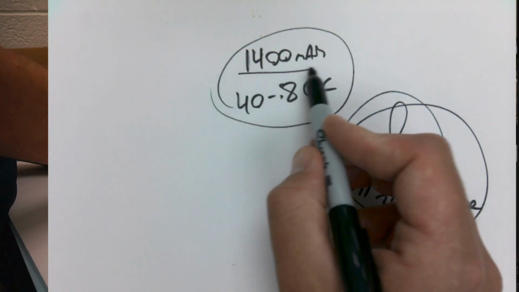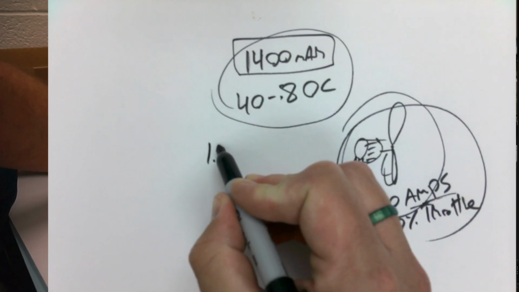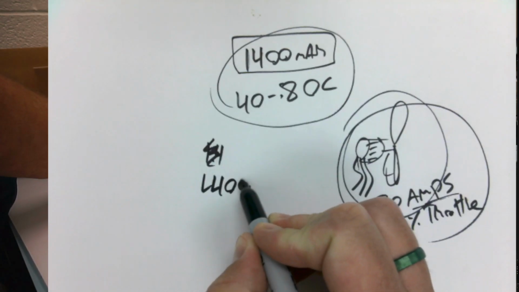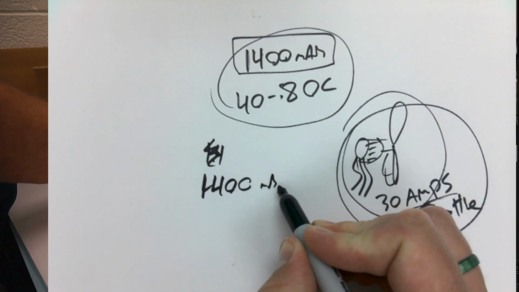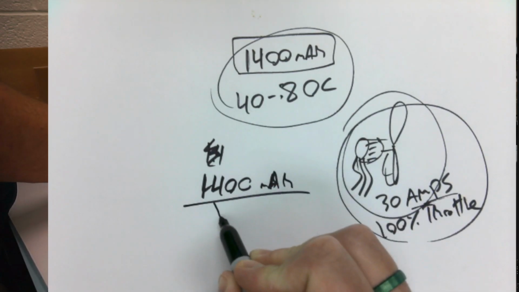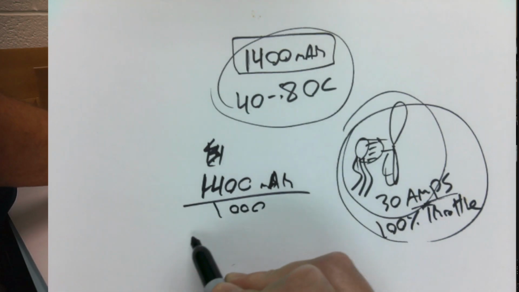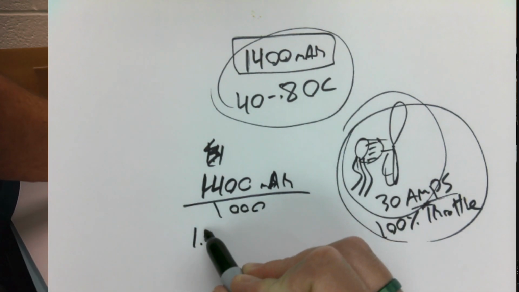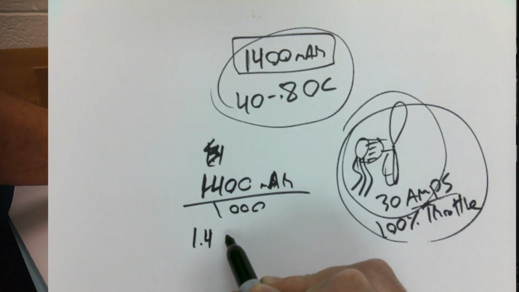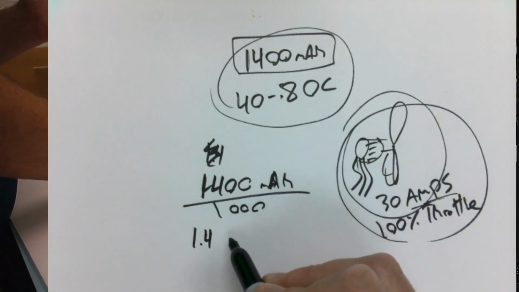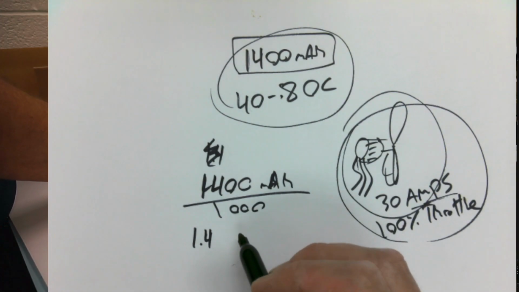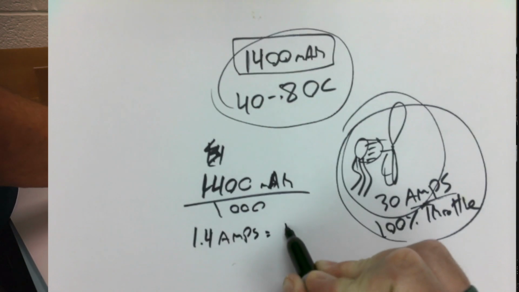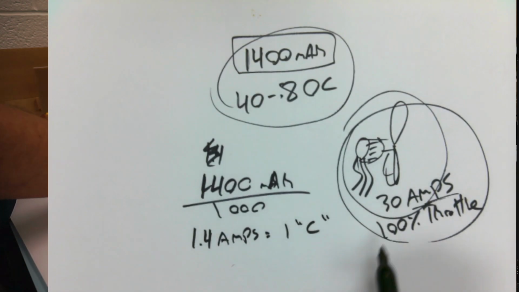Okay, so we're going to take our capacity, 1400 milliamp hours. You're going to divide by 1,000. We all know probably what that is: 1.4. Okay, 1.4 is basically the amount of amps in 1C of this battery. So we're going to say amps equals 1C.